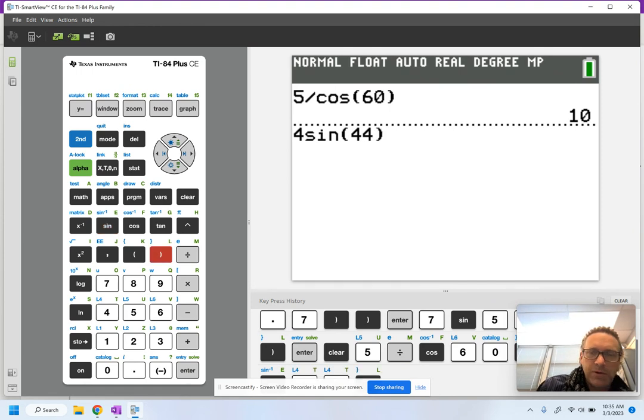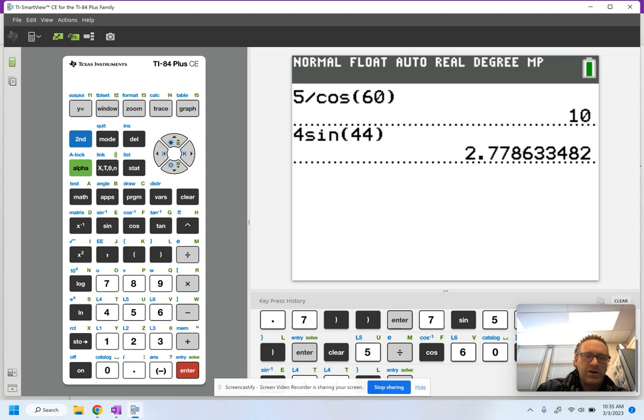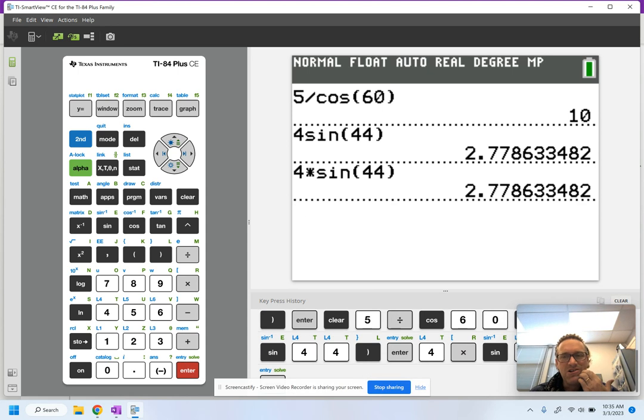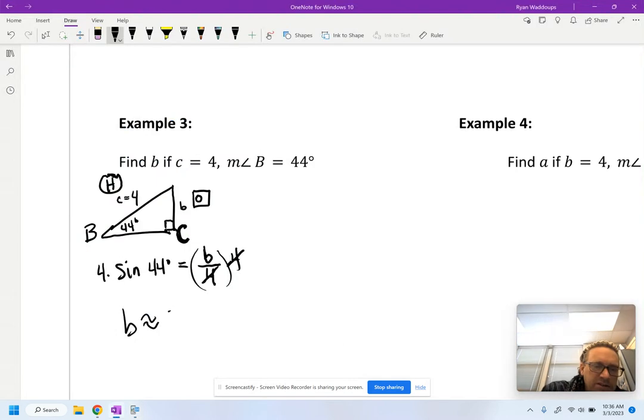Now, it's not necessary to write the multiplication. In most cases, when you have a number and then a variable or an expression, it means multiplication if you don't have any other symbol there. So 4 sine 44 is the same as 4 times the sine of 44. And that gives you the same value there. So it's 2.77, but since the next one is an 8, that rounds it up, so it rounds to 2.78. So this is approximately equal to 2.78.